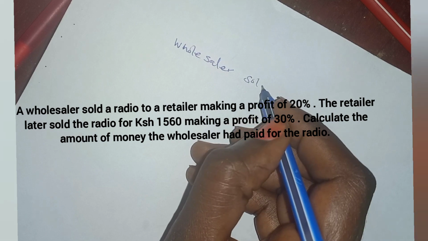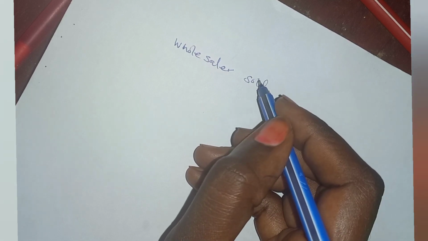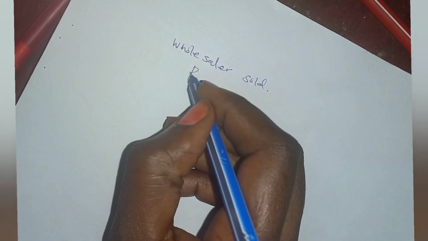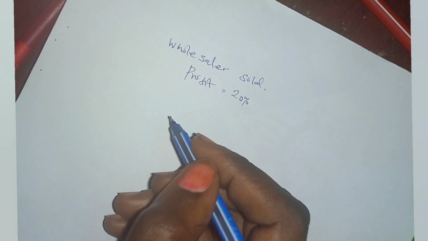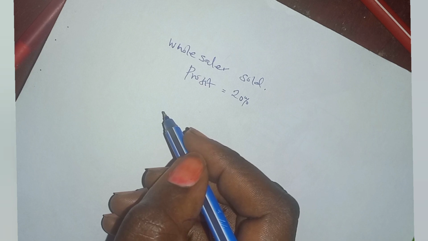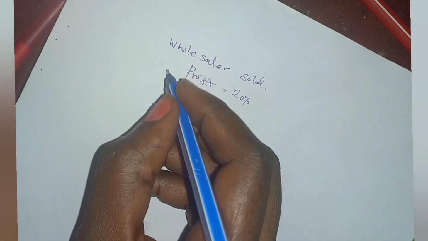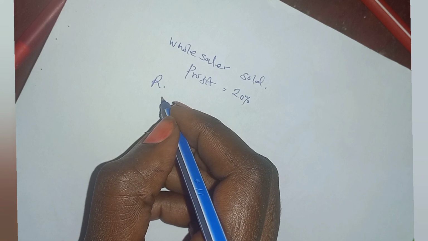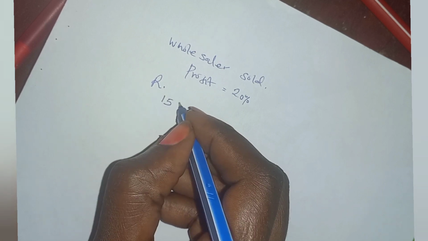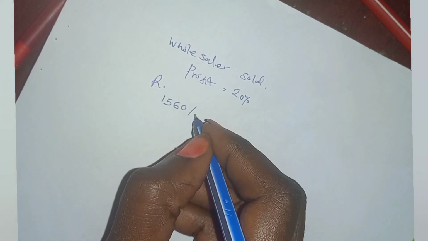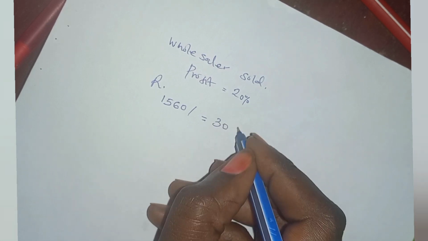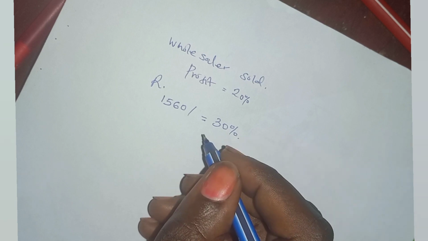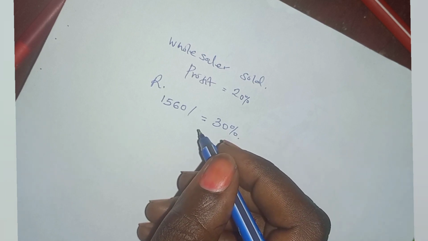this wholesaler sold this radio and made a profit of 20%. The retailer later sold the radio at 1,560 shillings, making a profit of 30%. Calculate the amount of money the wholesaler had paid for the radio.